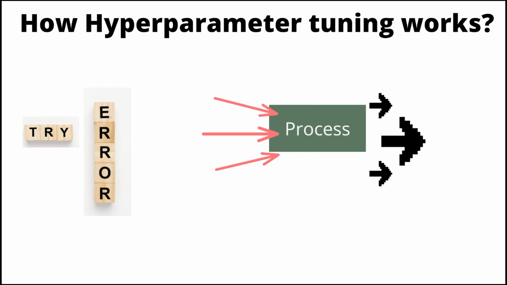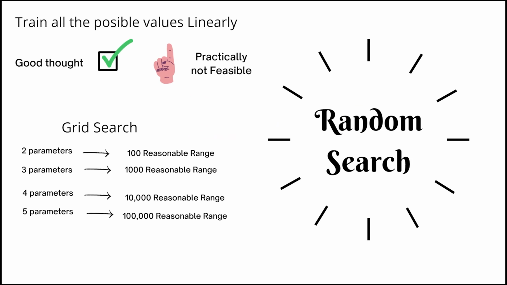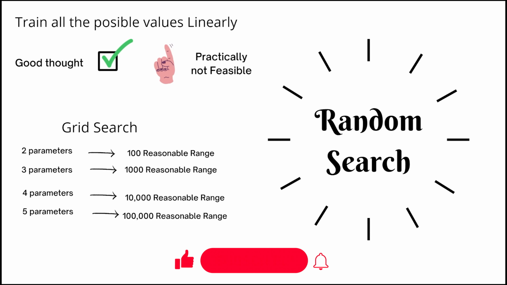The immediate thought that comes to mind is, why not train for all possible values linearly? This is a really good strategy, but it is not practically feasible. The first approach in this vein is the grid search, where with just 2 parameters we have 100 reasonable ranges. With 3 parameters, that goes up to 1000, with 4 it goes up to 10,000, and with 5, 100,000. As you can see, you will be spending a lot of CPU cycles tuning these possible ranges of hyperparameters with not so good results.